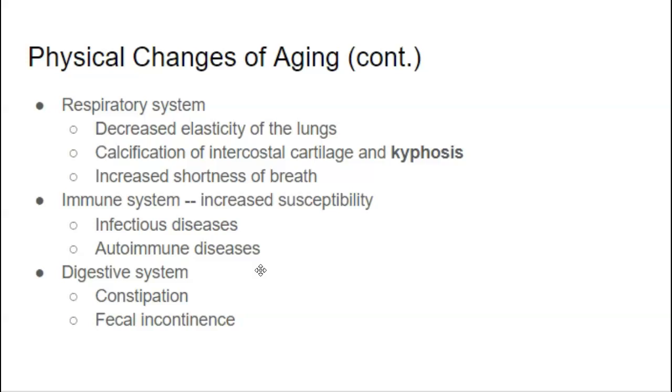And then if we have someone with osteoporosis, we can get that abnormal curvature in the back called kyphosis, which is also called a humpback. And so if someone's body tends to hunch over a little bit, that can impair being able to take a full breath from the lungs as well.